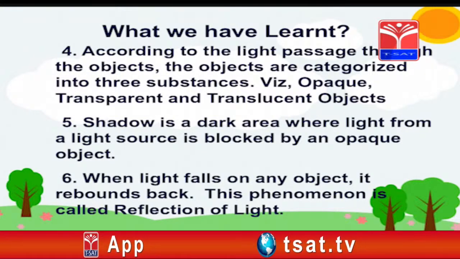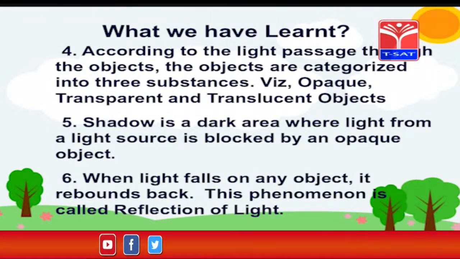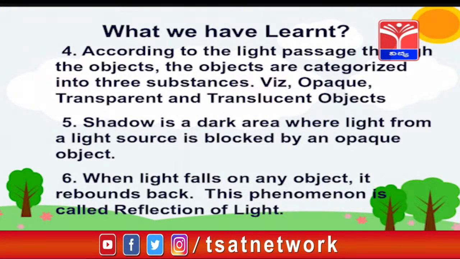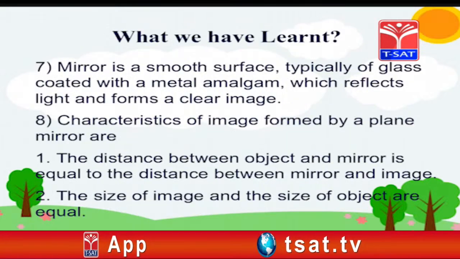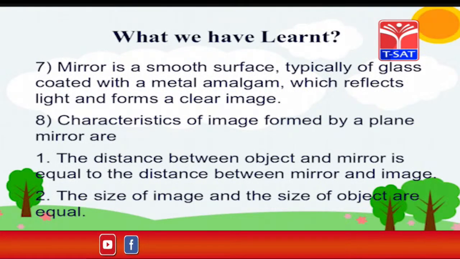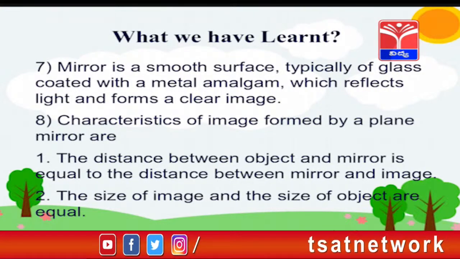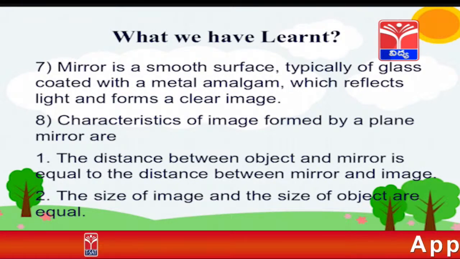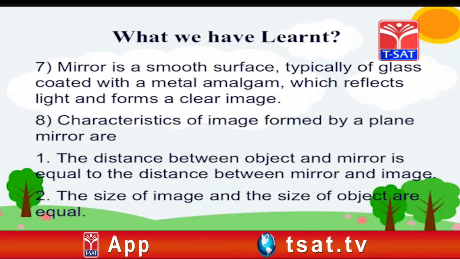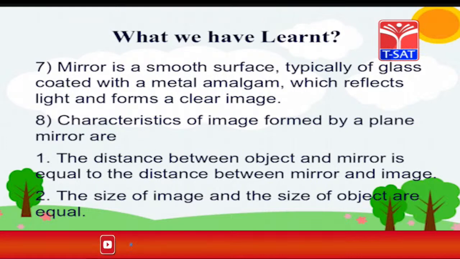Shadow is a dark area where light from a light source is blocked by an opaque object. When light falls on any object, it rebounds back. This phenomenon is called reflection of light. A mirror is a smooth surface, typically of glass coated with a metal amalgam, which reflects light and forms a clear image. Characteristics of image formed by a plane mirror are: the distance between object and mirror is equal to the distance between mirror and image.